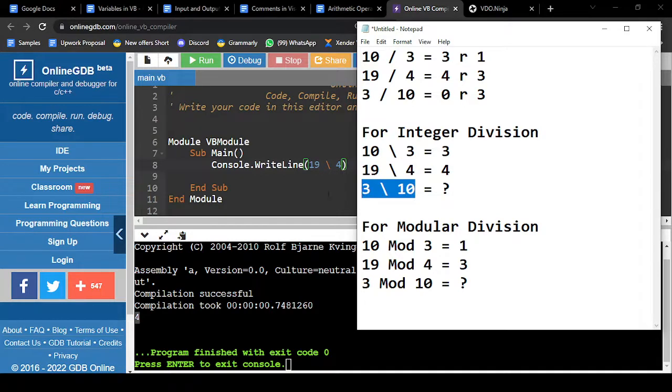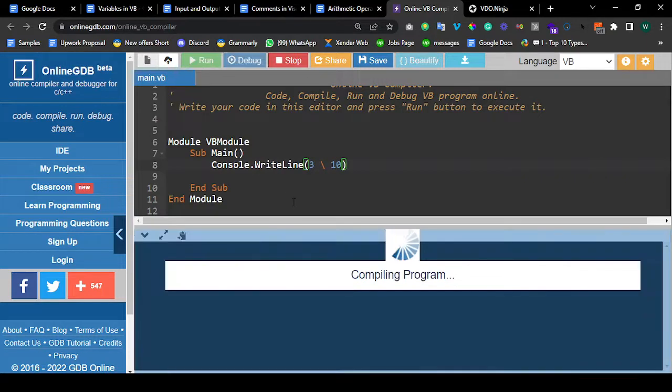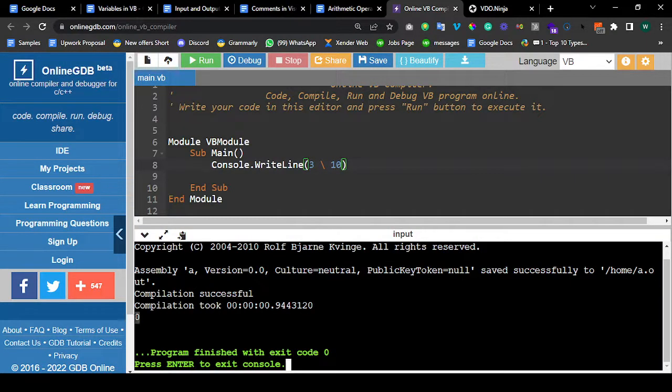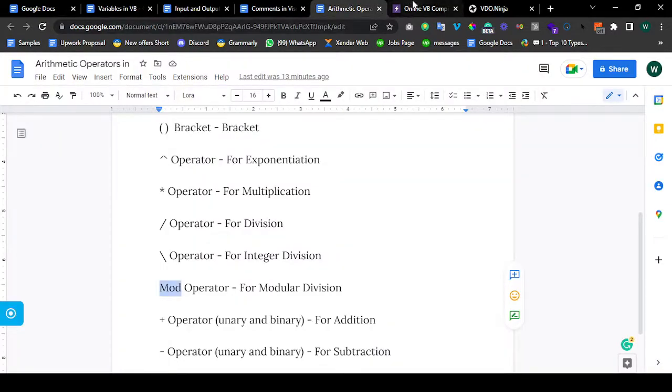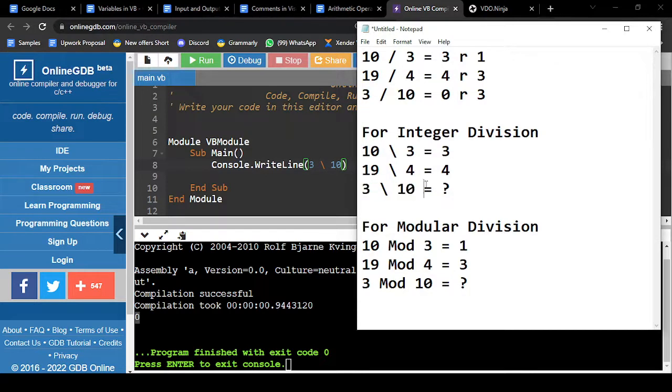So 3 divided by 10. And guess what? You're getting 0. The reason is because if you divide 3 by 10, it will be 0 point something. And don't forget, what we are interested in is the whole number part, the truncated, which is the decimal part. We have nothing to do with it. So the answer for this is going to be 0.